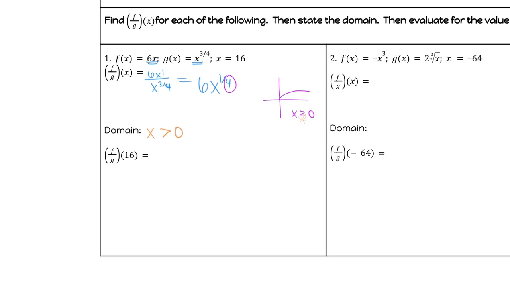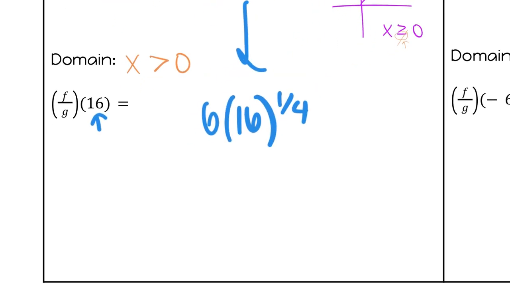All right, and then finally, let's plug in 16. So this would be 6 times 16 to the 1/4. The fourth root of 16 is 2, so this is just 6 times 2, which gives us 12.